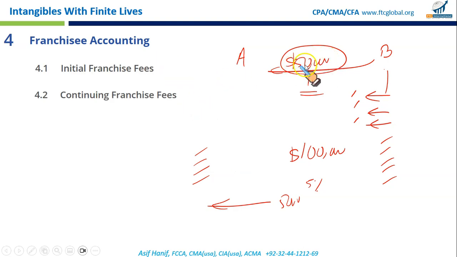So this is the initial fee which we will amortize over 10 years, and this continuing fee we receive from the franchisee, all these will be reported as revenues in the same period as they are booked as expenses by the franchisee.